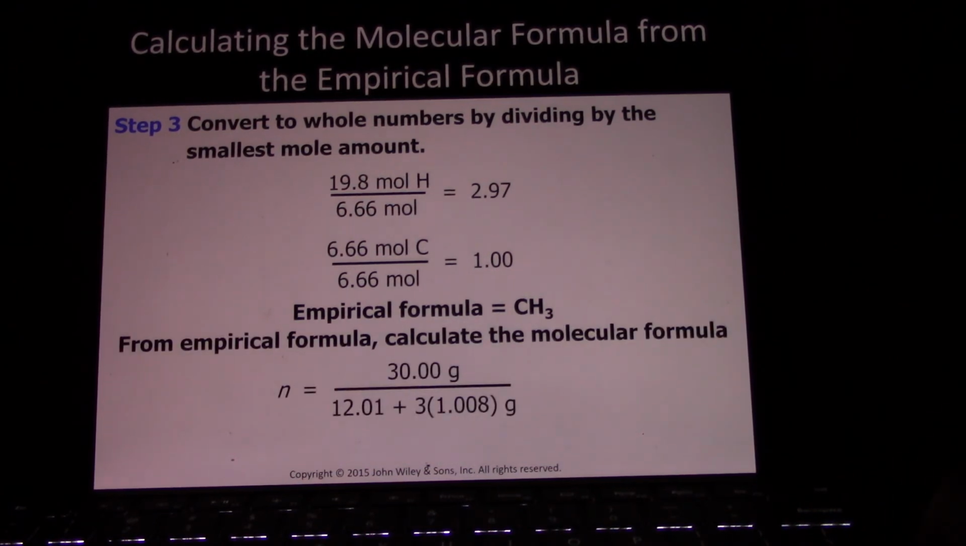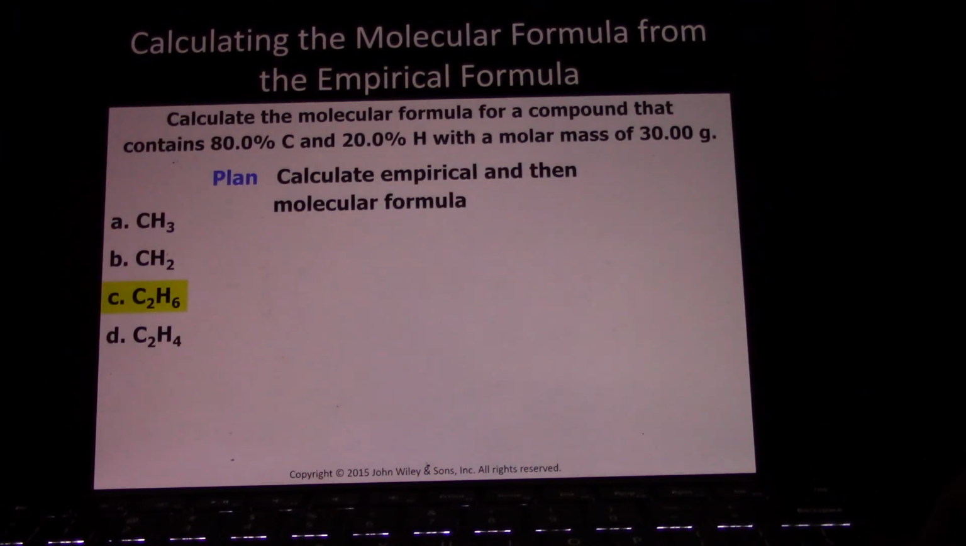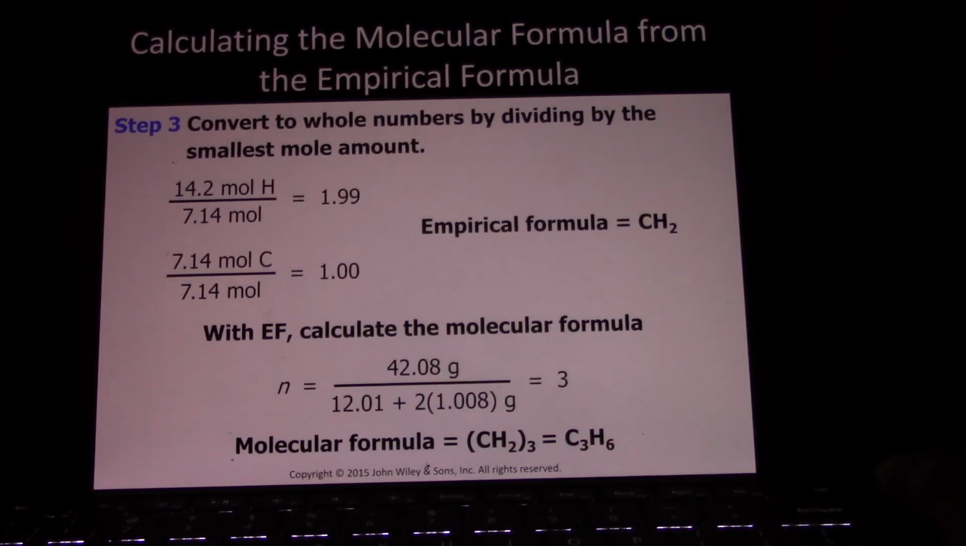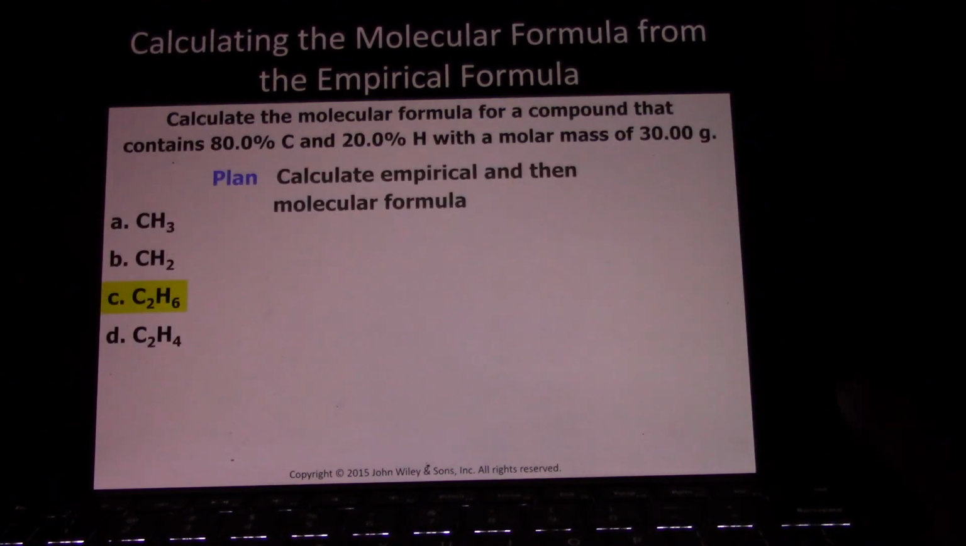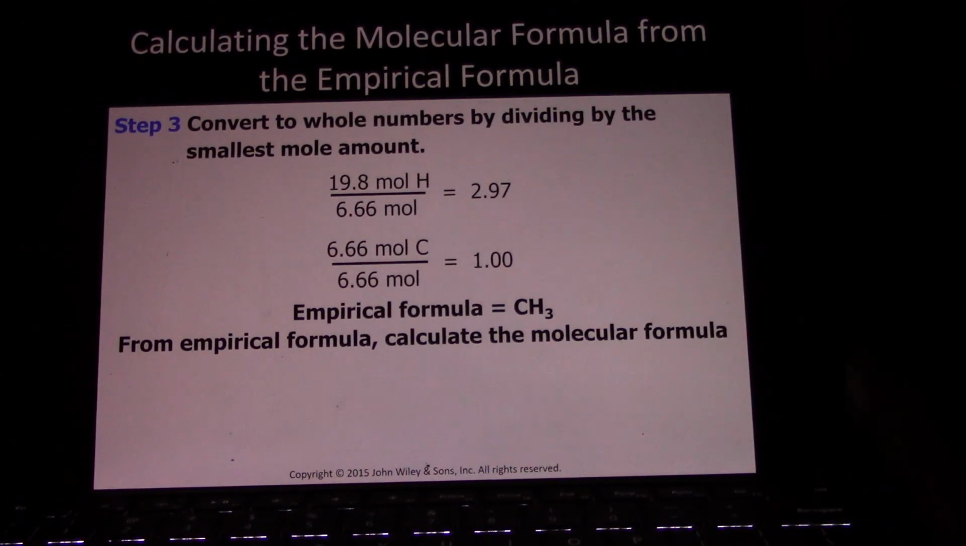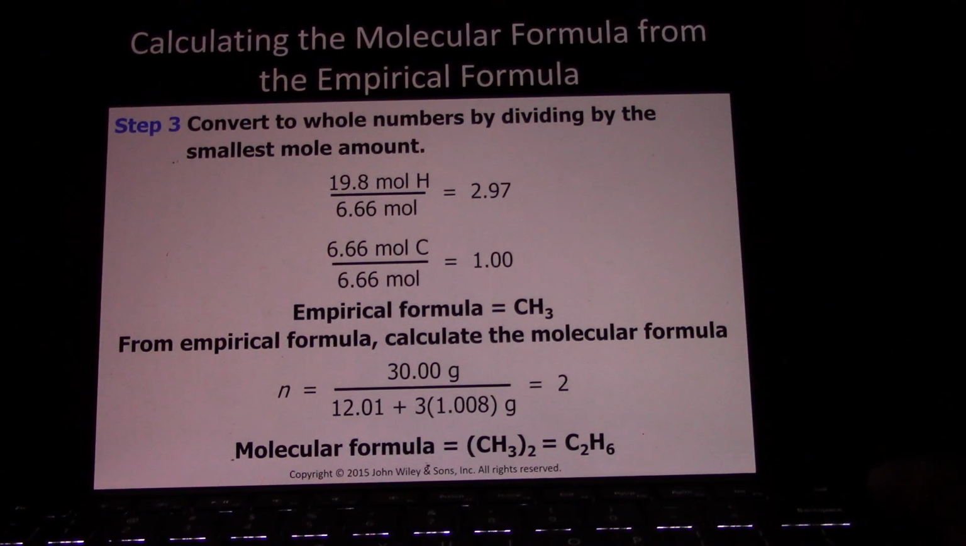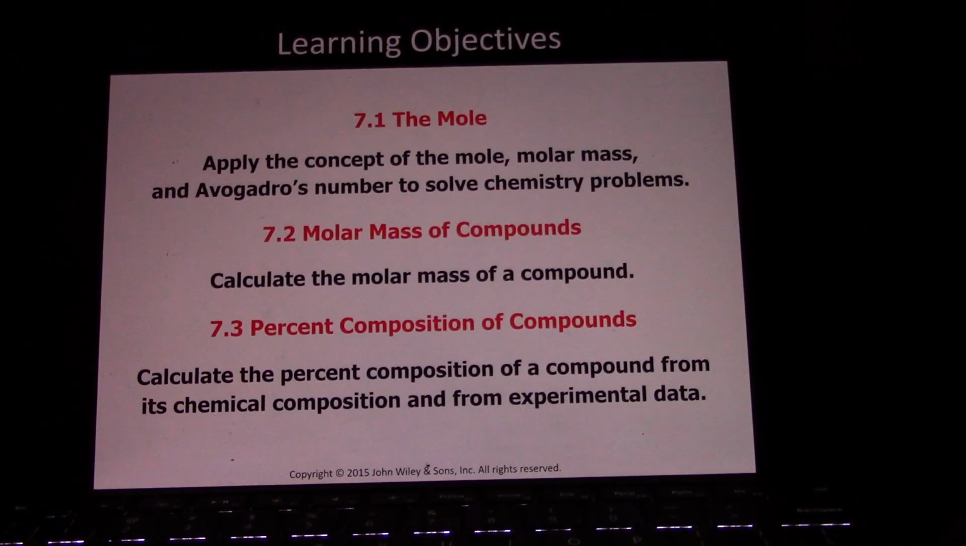Now we take the molar mass of the compound divided by the molar mass of the empirical formula, which we found to be CH3, so 12 plus 3 gives us about 15. Our multiplier is 2. We multiply our empirical formula by the multiplier, and we get C2H6. Which back here, C3H6 was propylene. Here, C2H6 will give us ethane. And that is the end of this chapter.